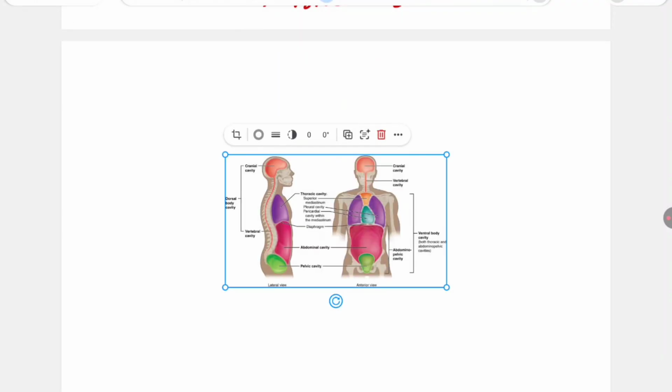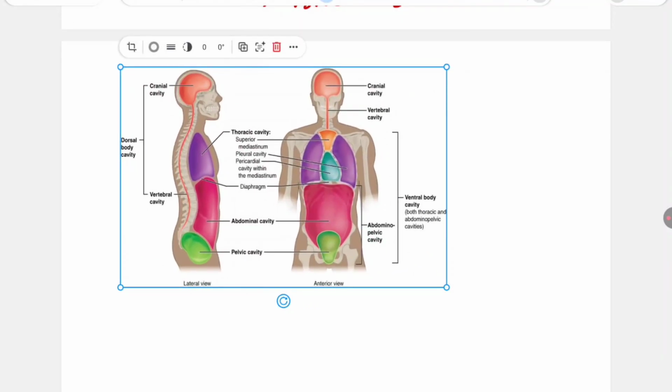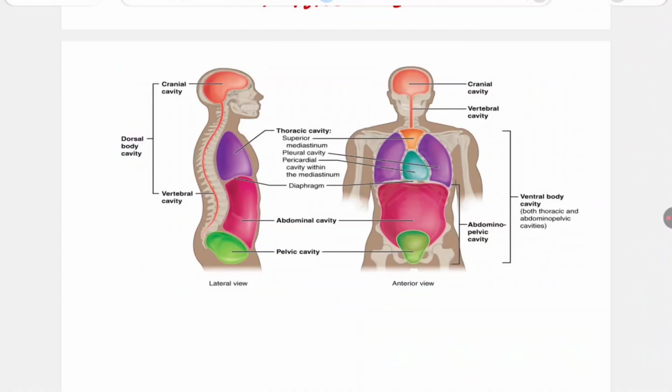If I show you one picture, you will get it very easily. See, cranial cavity. You can see here the cranial cavity, this one. In that what will be there? Brain will be there here. Then vertebral cavity. Vertebral cavity is this one full. In that, spinal cord is there. So this one, from cranial to vertebral cavity, full is called dorsal cavity.